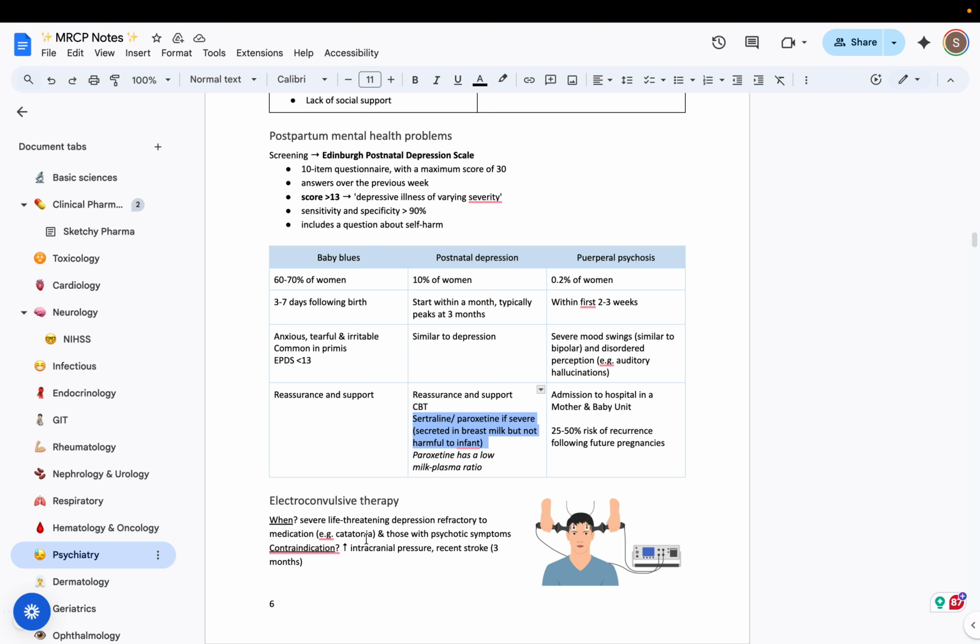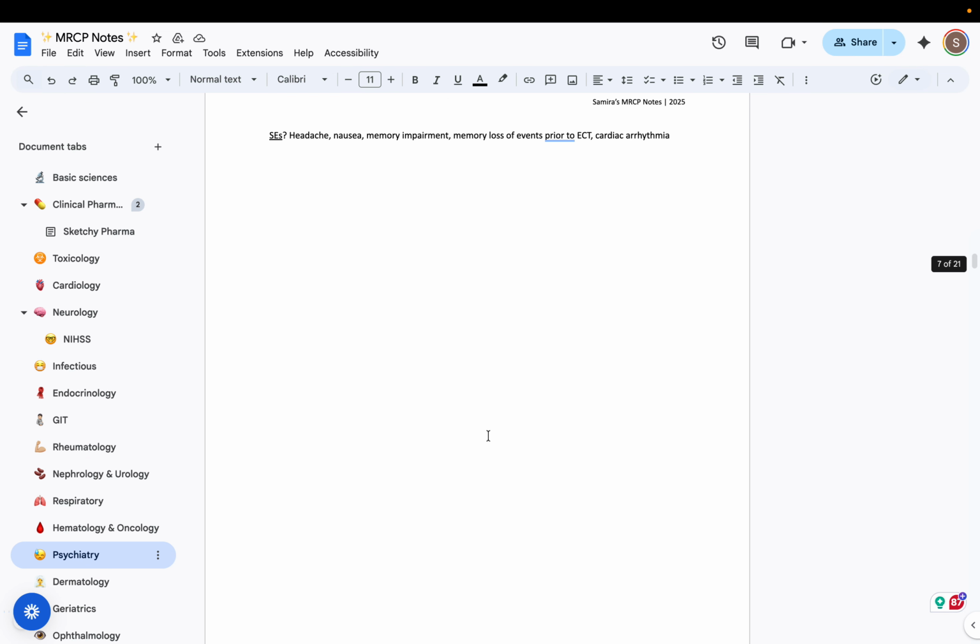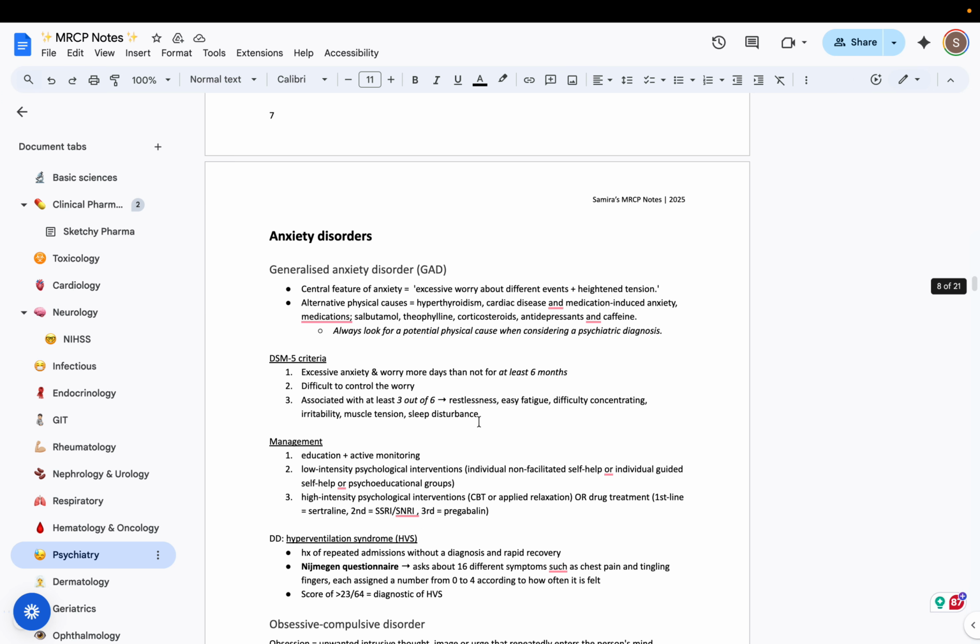Electroconvulsive therapy is used when there's severe life-threatening depression that's refractory to medication. It's only contraindicated in high intracranial pressure. And also, if there's a recent stroke, we have to wait at least 3 months. Some side effects are headache, nausea, memory impairment, memory loss prior to the electroconvulsive therapy, and cardiac arrhythmia. Now, anxiety disorders.